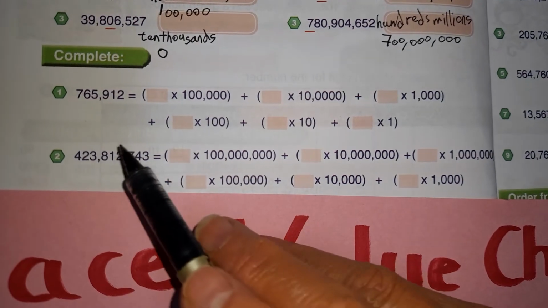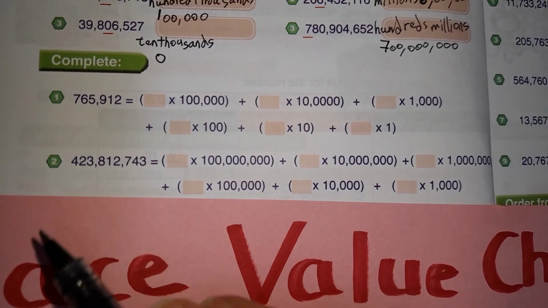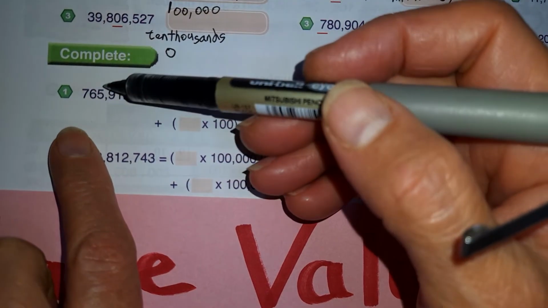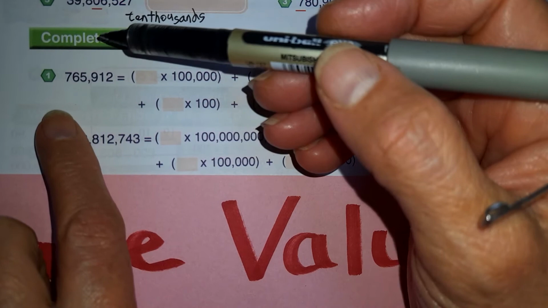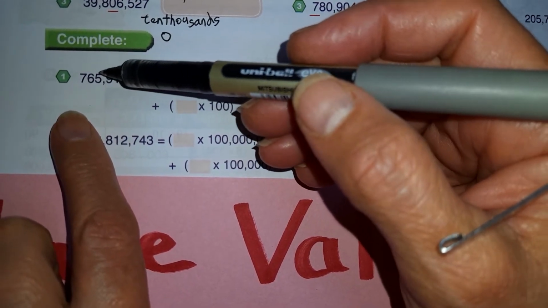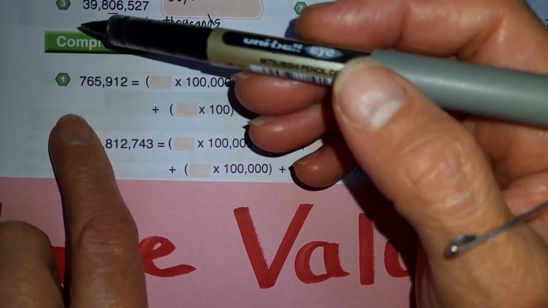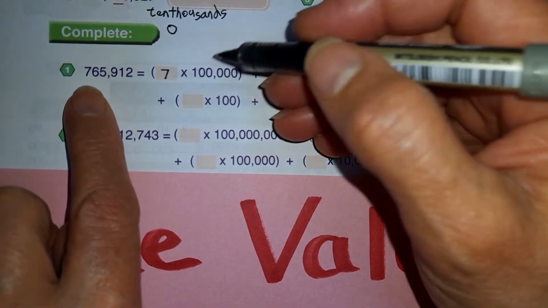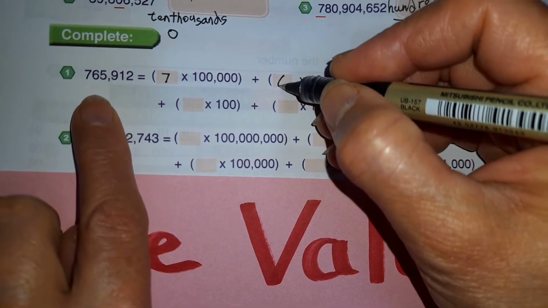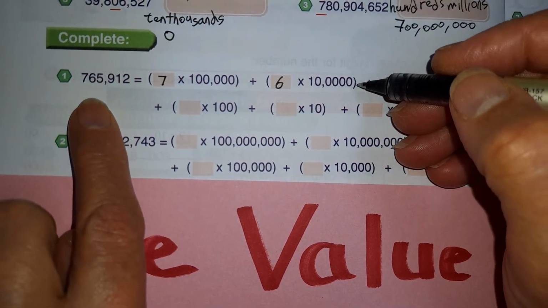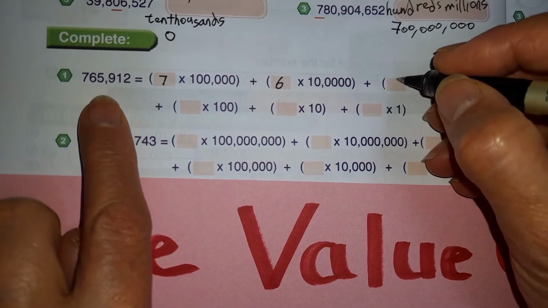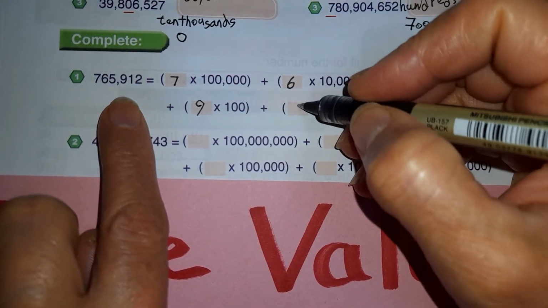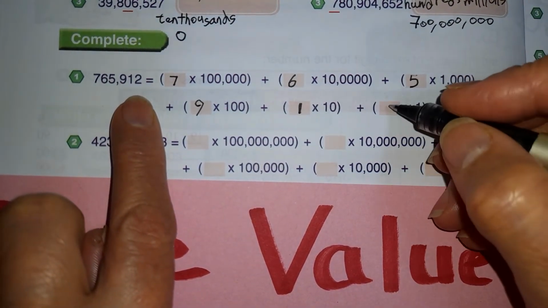Okay, now here they write for you the number, and they are asking for the value of each digit, not one digit. They are going to start from the biggest one, I mean you will go to the last one. Let's read the number. It is 765,912. The 7 is in the 100,000, 6 is in 10,000, 5 in the 1,000, 9 in the hundreds, 1 in the 10, and 2 in the ones.